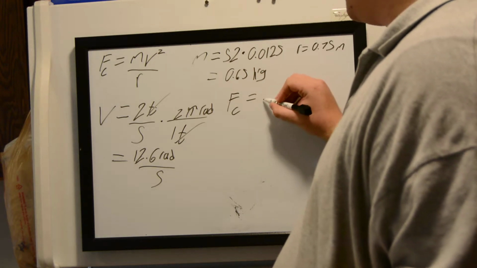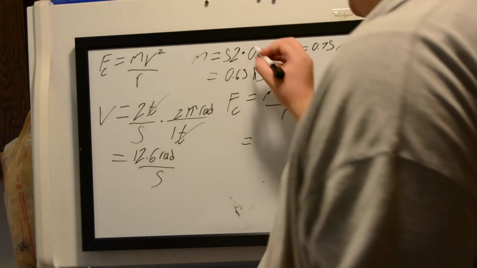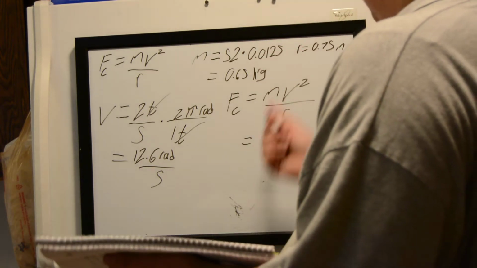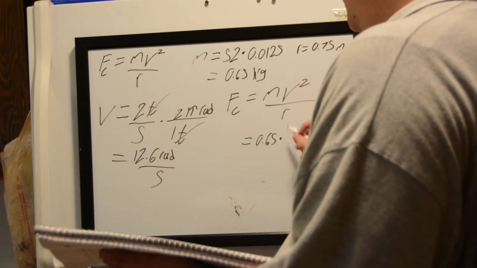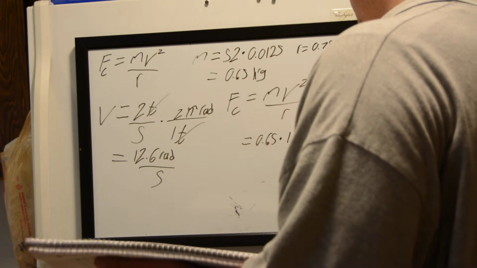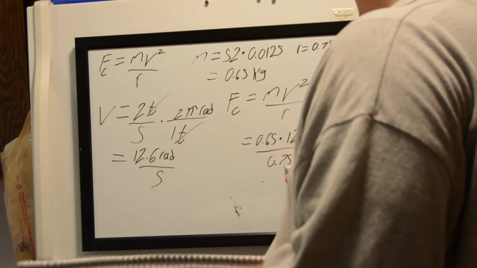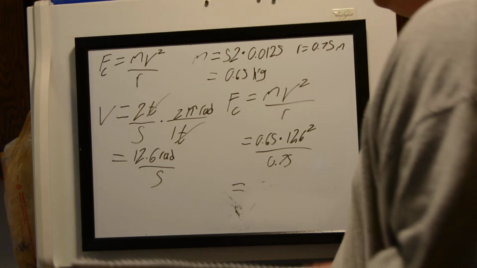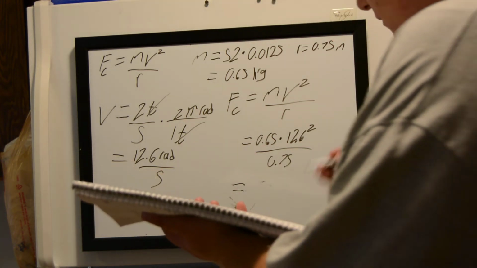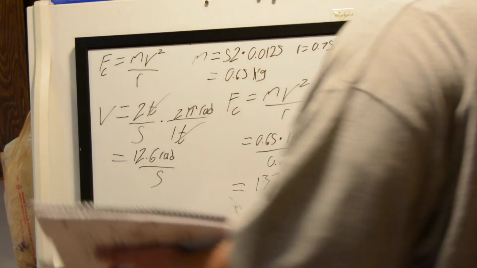And then we just plug the values that we found into our first formula. So our centripetal force is equal to our mass times our velocity squared over radius. And we know that our mass is going to be the 0.65 kilograms times our velocity, 12.6 rads per second squared, over our radius, which is 0.75 meters. And then we plug that through, cancel the related units, and that's going to give us 137.6 newtons of centripetal force from each wrist.